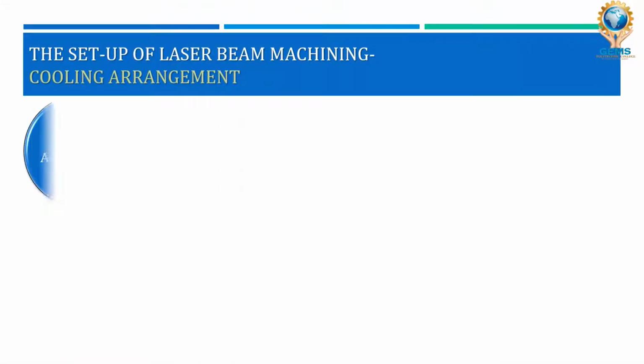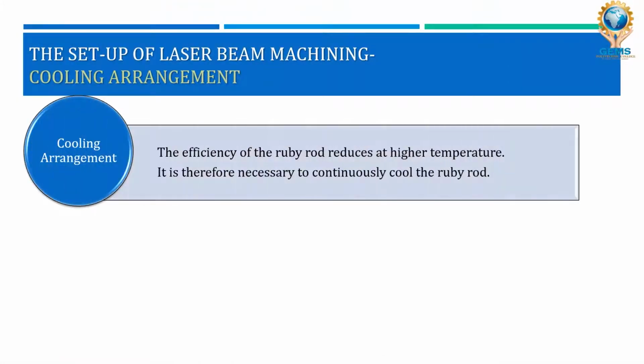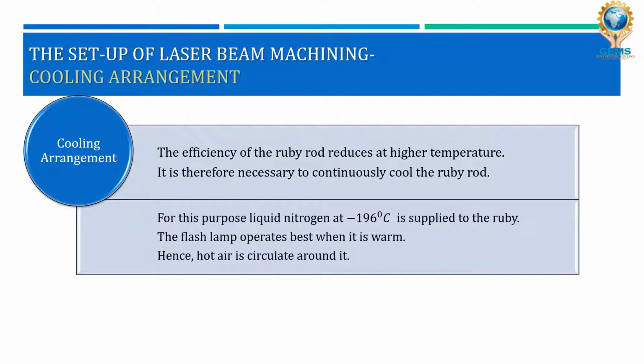Now let's come to the cooling arrangement. The efficiency of the ruby rod reduces at higher temperature. When it reaches a high temperature, the ruby rod's efficiency is reduced. Therefore, it is necessary to continuously cool the ruby rod. So for the purpose, liquid nitrogen at minus 196 degrees Celsius is supplied to the ruby rod.